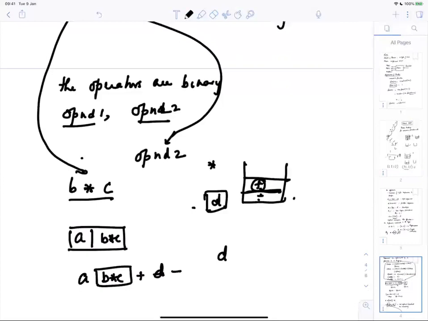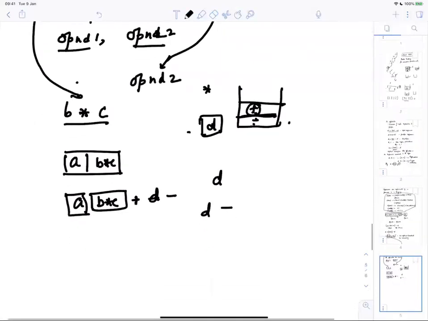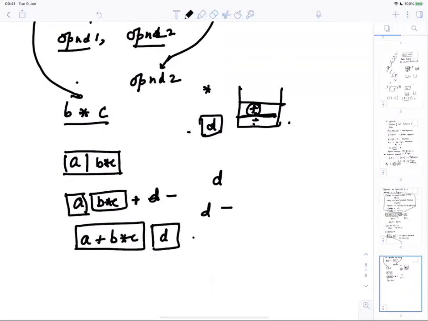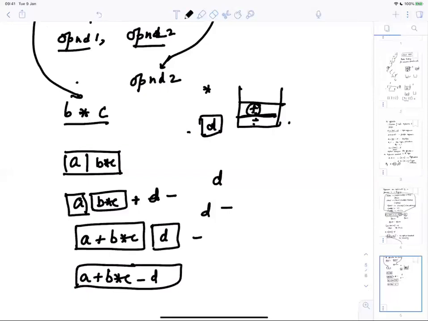So I still keep the minus, I keep the D, I look at the plus here, and now I have two operands. I perform A plus B star C, which is one operand. Now I have the second operand D, and the minus, and I can perform A plus B star C minus D, which will be the value of the expression.